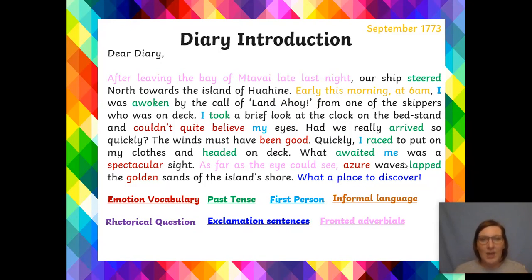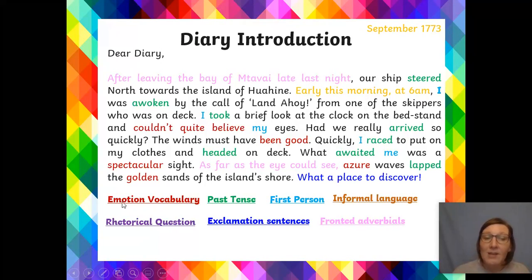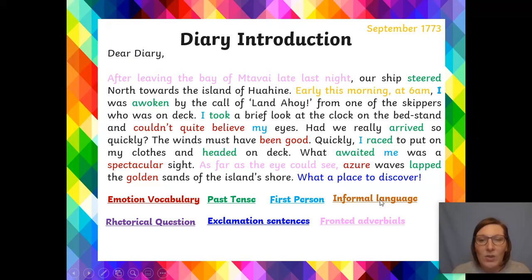I have a diary introduction here that I want to share with you. Now, you'll notice that there's different parts of it in different colours. Can you see that? Brilliant. Now, these different colours represent the parts that we have just looked at. So if I move my cursor down here, we've got emotional vocabulary. So anything that's in this colour is linked to that. We've got past tense. Anything that's this colour, the green, it is linked to that. First person, informal language, rhetorical question, exclamation sentences, and fronted adverbials.